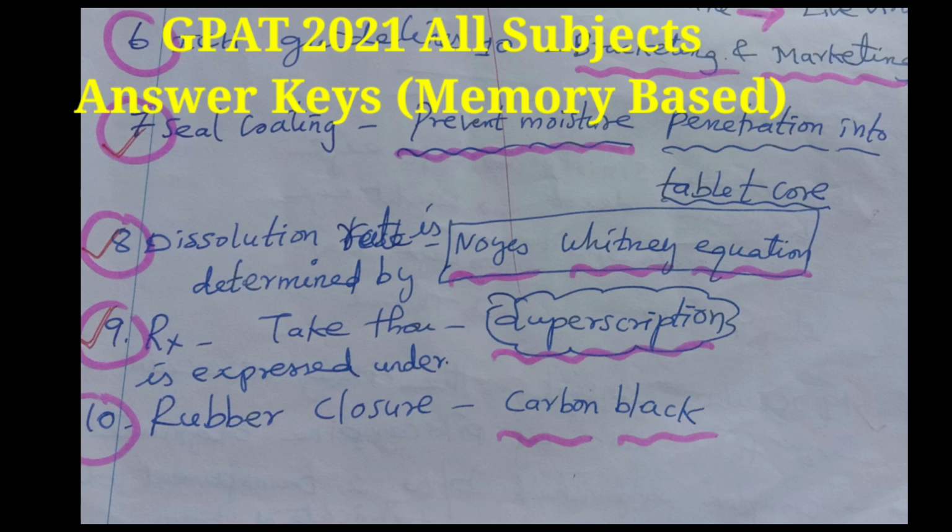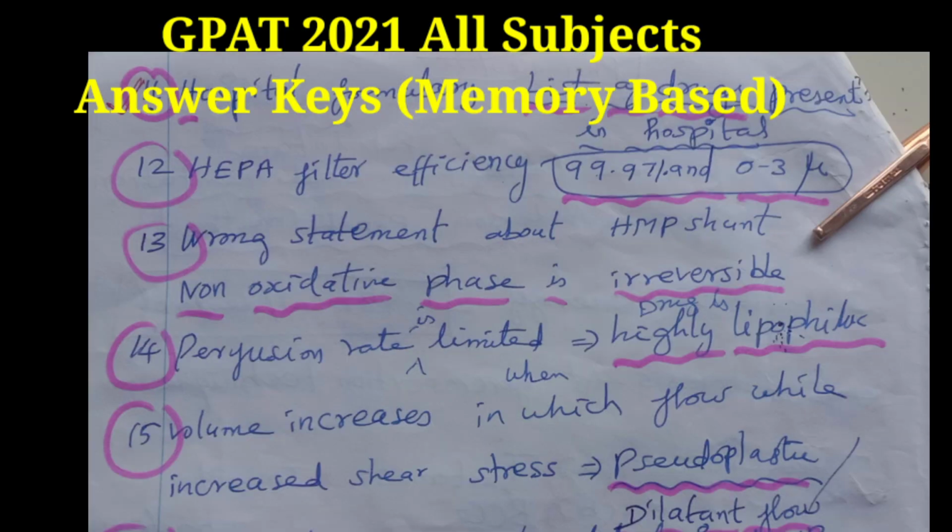Next question, seal coating is applicable for prevention of moisture penetration into the tablet core. Then next question, dissolution rate is determined by the Noyes-Whitney equation. Ninth question, Rx, that is expressed under, it means take thou, that is coming under superscription. Then question related to rubber closure, that is carbon black. Next question, hospital formulary. It deals with the list of drugs present in the hospital.